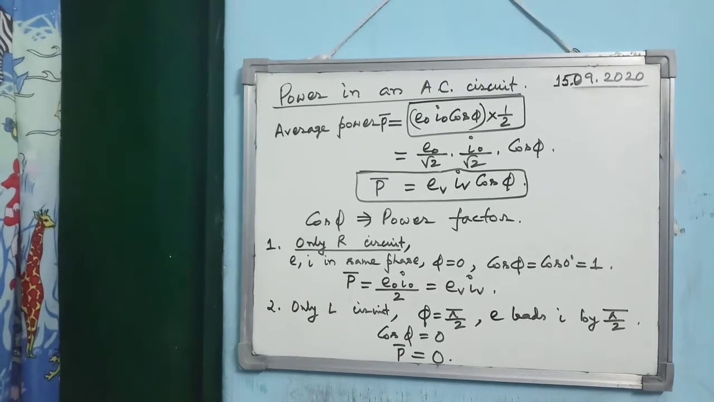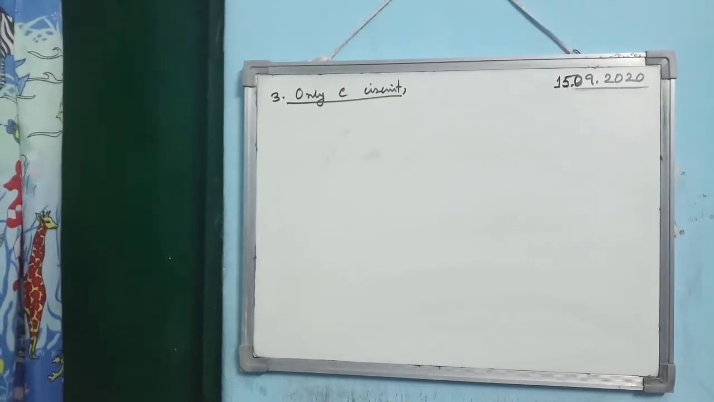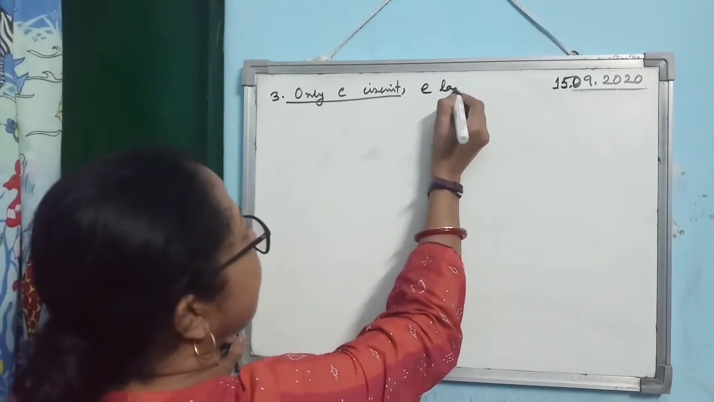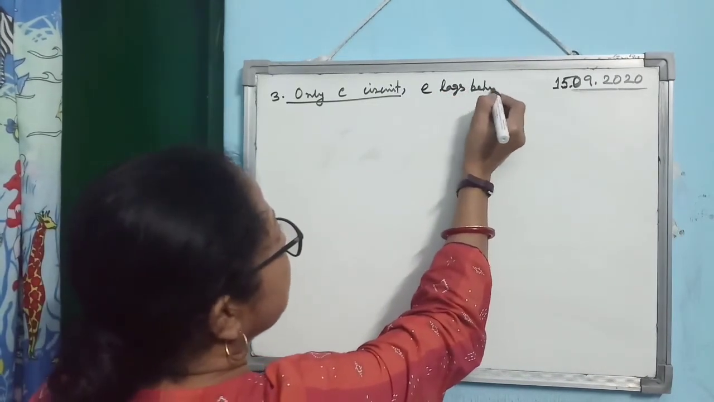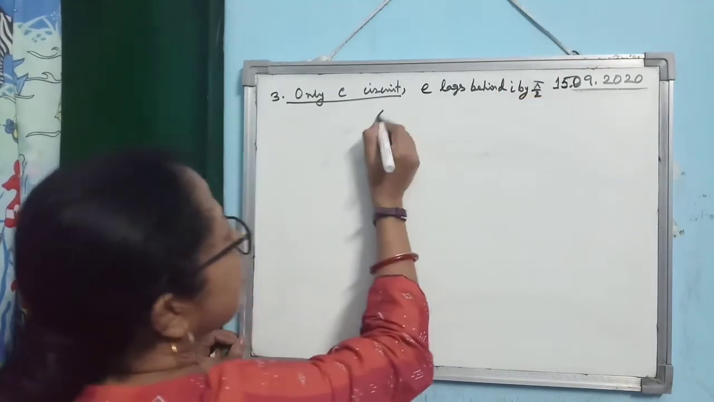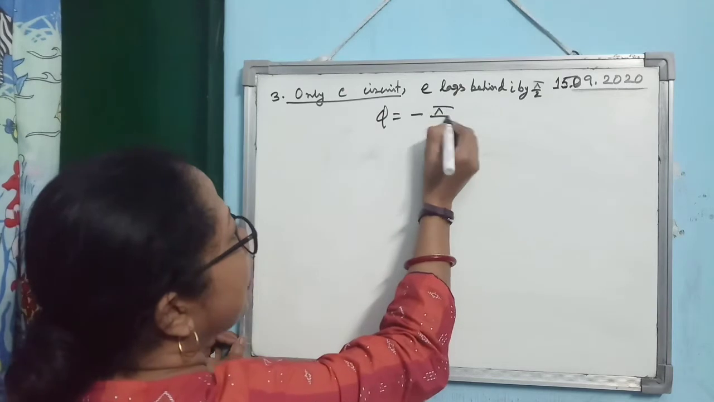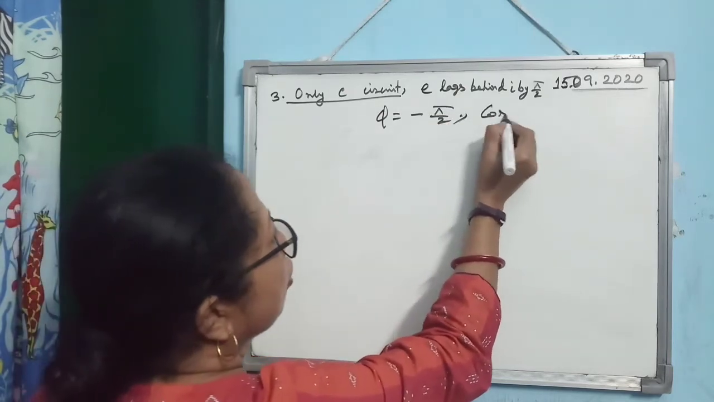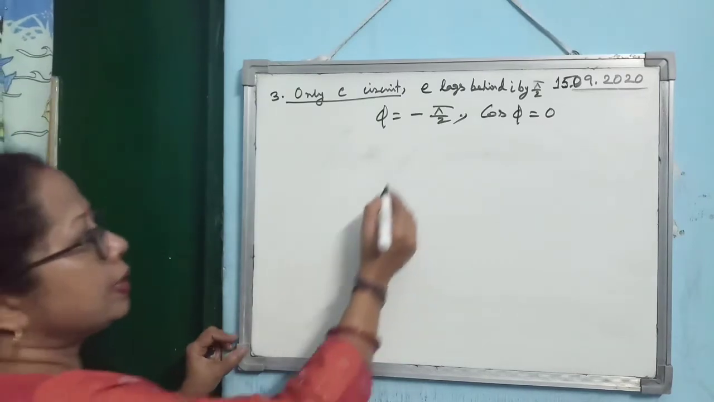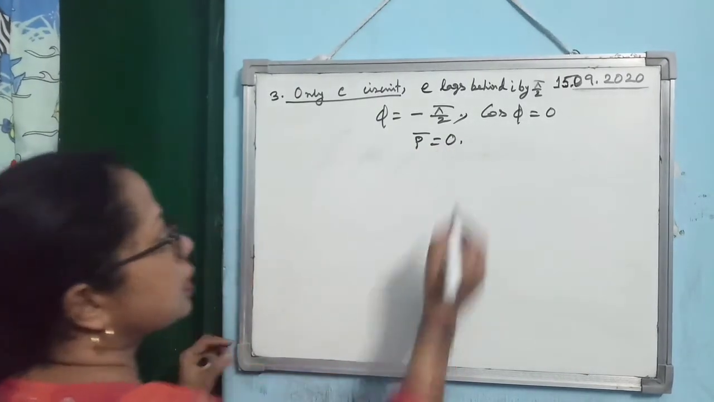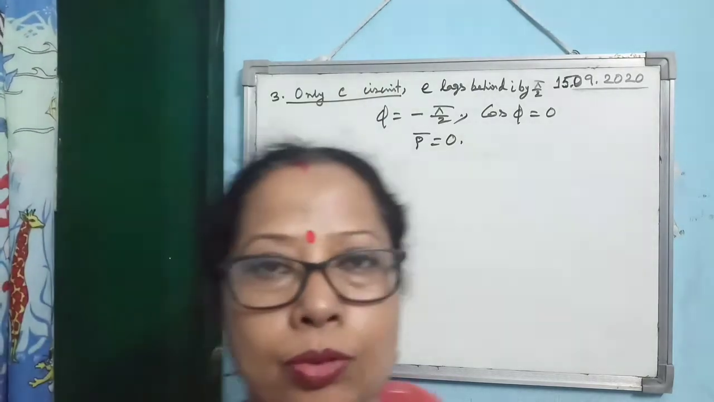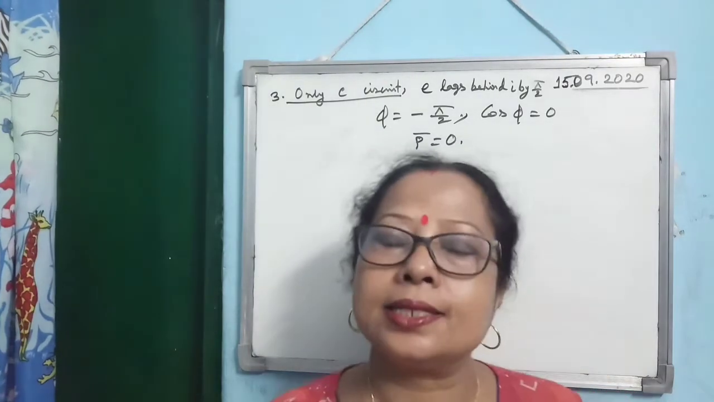Then next is only C circuit. You know, for only C circuit, E lags behind I by pi by 2. Alright, so what is the value of phi? Minus pi by 2. So what will be cos phi? Then cos phi is also 0. So what is the average power dissipated for C circuit? That is 0. Now next one is coming, LR circuit, CR circuit, LCR circuit.